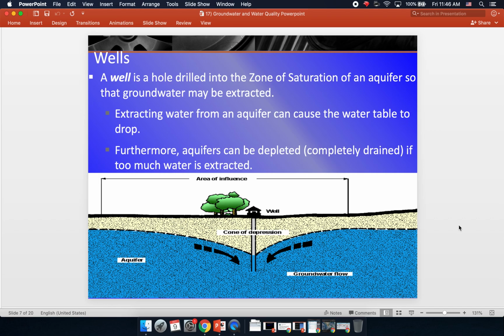And you can see this here on this slide on wells. So wells are a man-made apparatus. We drill a hole into the zone of saturation of an aquifer so that the groundwater can be extracted for our purposes. And extracting water from an aquifer is one of the things that can cause the water table to drop. And you can see that here. Water is being taken out of this well, and the water table's dropping, specifically right here around the well, and that's what we're calling this cone of depression here.